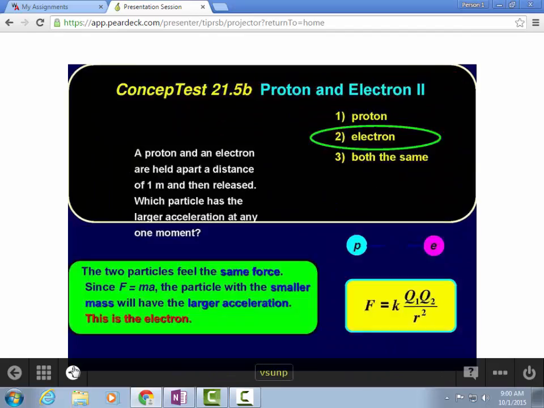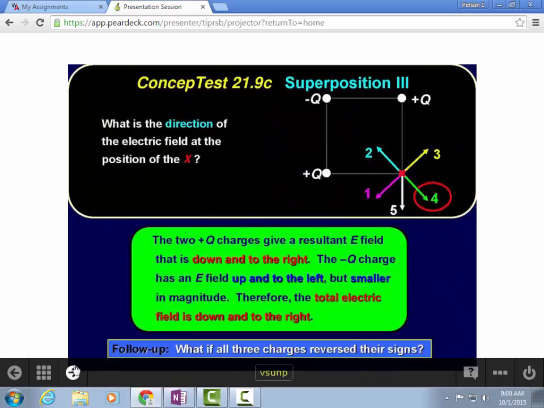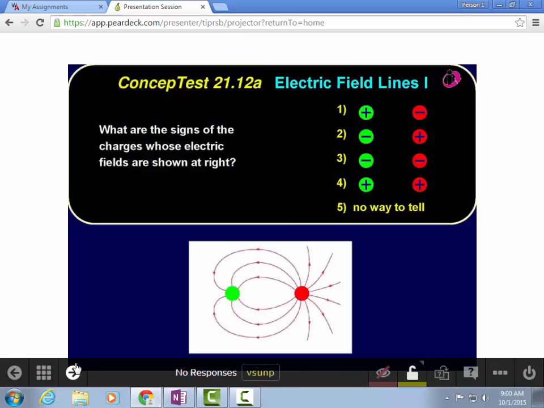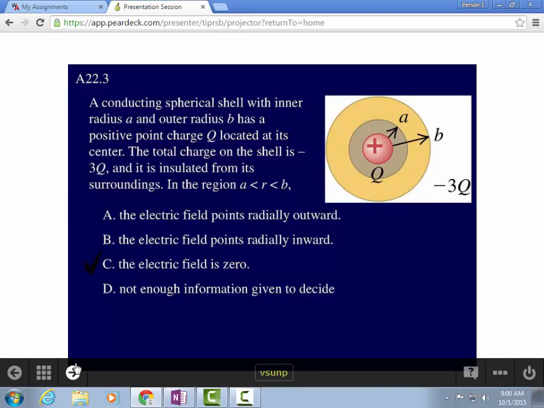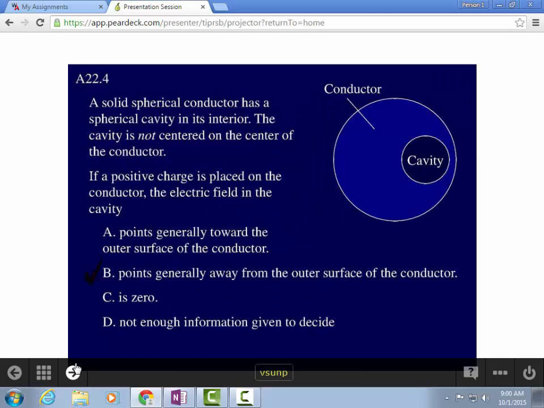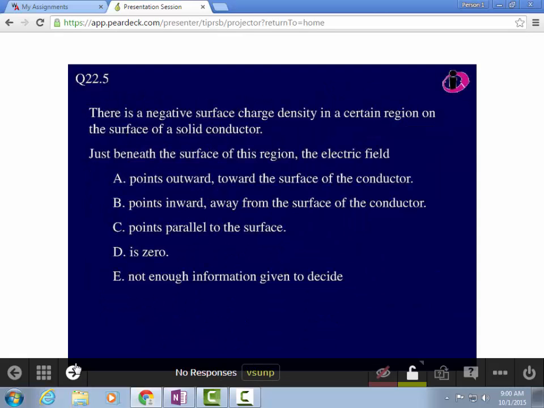All right, so let's go straight to the potential. You can find a session.